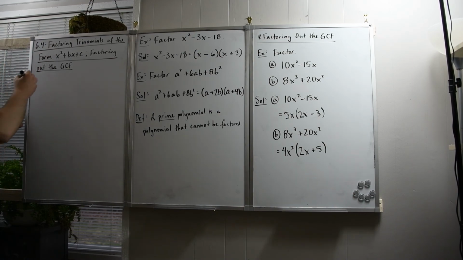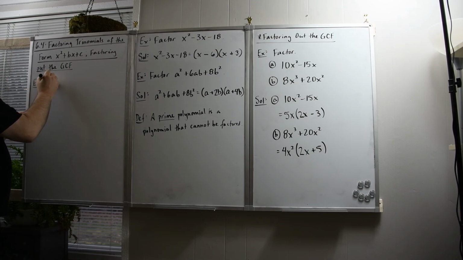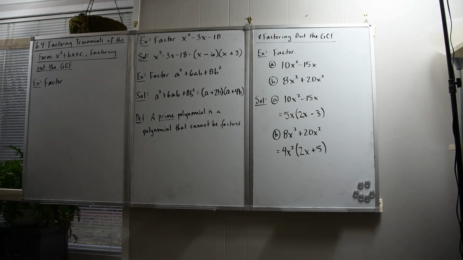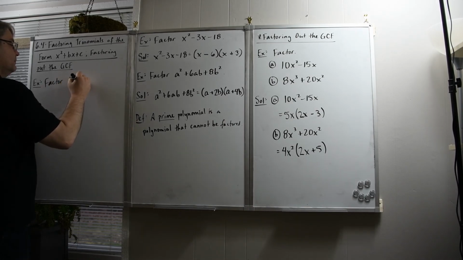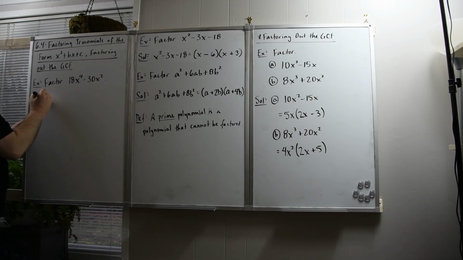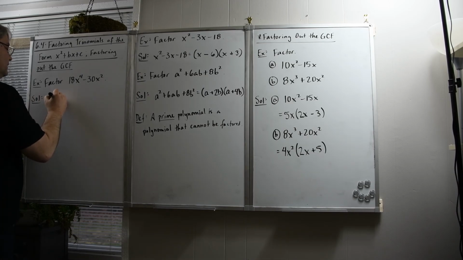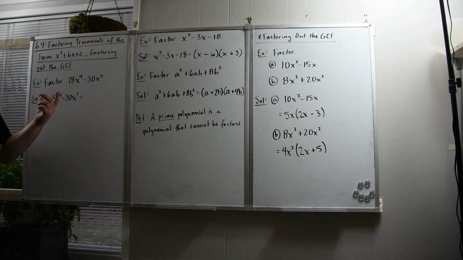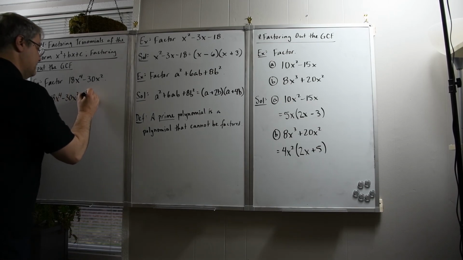So let's suppose that here what we want to do is factor 18x to the fourth minus 30x squared. Okay, so 18x to the fourth minus 30x squared. What we're going to do is figure out what's the largest number we can divide evenly into the 18 and the negative 30. And so we get 6 from that.